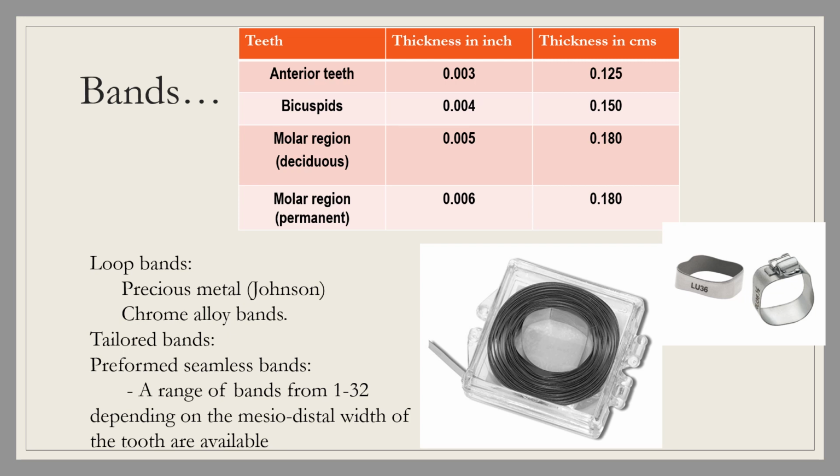Nowadays there are so many types of preformed bands available: stainless steel bands, chrome alloy bands, bands with bonded buccal tubes, bands without bonded buccal tubes. There are many types available in the market, which we can just use ready-made and select that particular size for banding. But we also have to know how the banding is done.